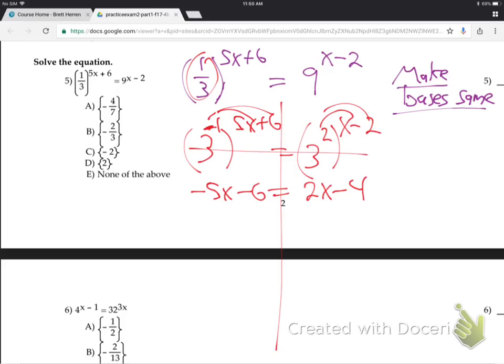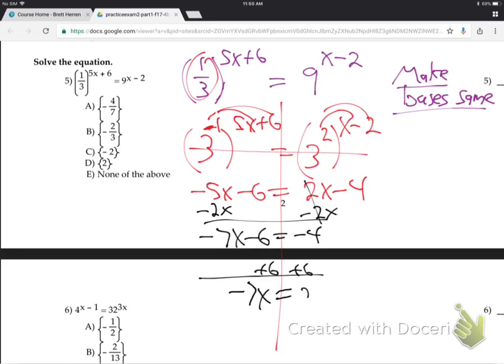Now how do we solve for x? X is saying I want to be alone. Just get rid of one of them, huh? It doesn't matter. Like go minus 2x or add 5x, whatever. Minus 7x minus 6 is -4. Add 6 to both sides. Minus 7x is 2. Divided by -7, minus 2 sevenths. Is it not there? Is it none of the above? It's disturbing, isn't it? There we go.